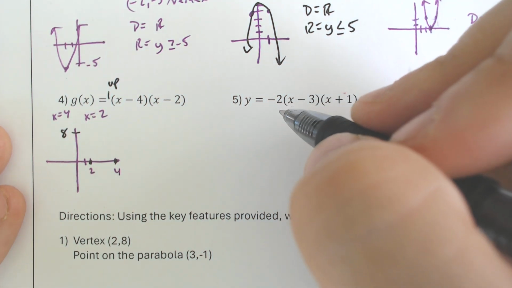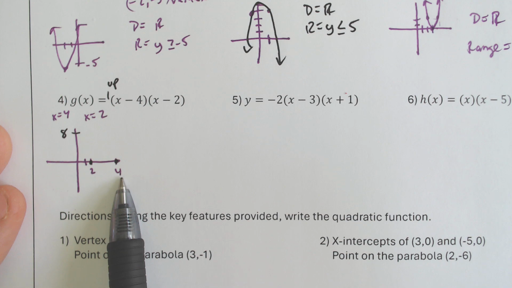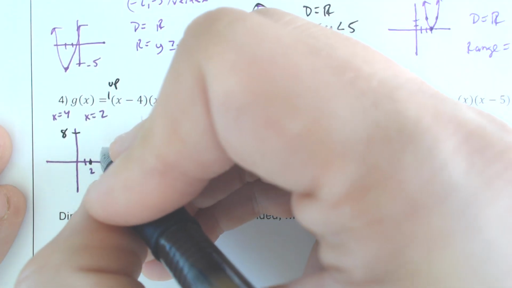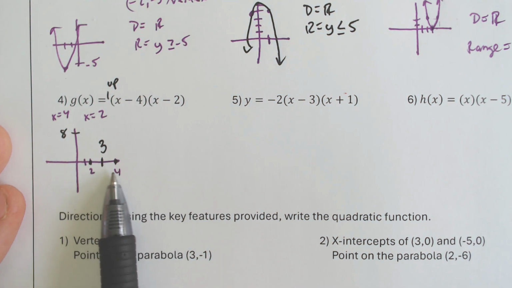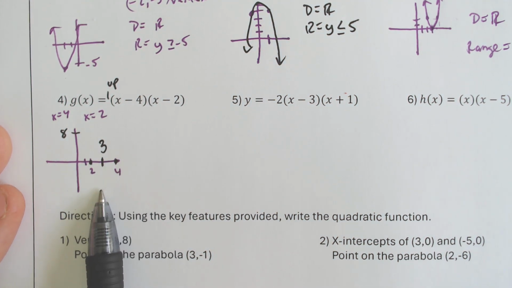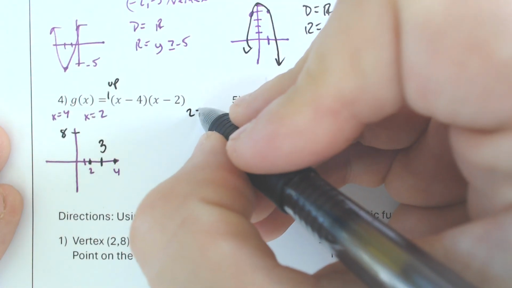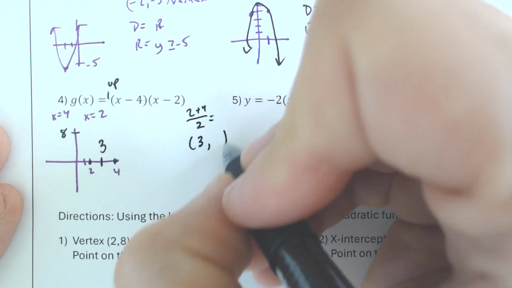Okay, so here's what you do. You know that the vertex is symmetrical. All the way around the vertex is symmetrical, so we know that the vertex is going to be at 3, because if you look at the middle between 2 and 4, it's 3. It's a little bit easier with graph paper to do, but you could also add up 2 plus 4 and divide by 2 to get a vertex value of 3.